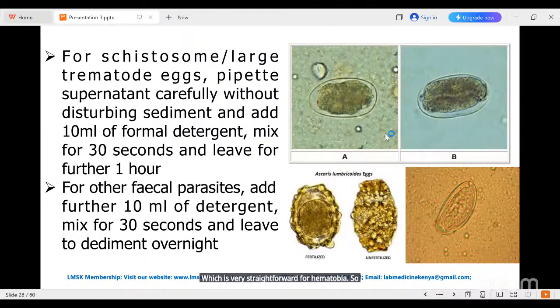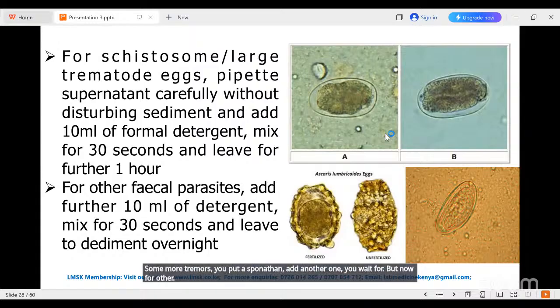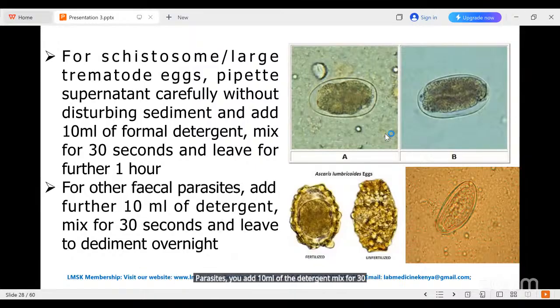So this is just what I was explaining. After 1 hour for Schistosoma trematodes, you pour off the supernatant, add another 10 ml, and you wait for 1 hour. For other parasites, you add 10 ml of the detergent, mix for 30 minutes, and you leave overnight.